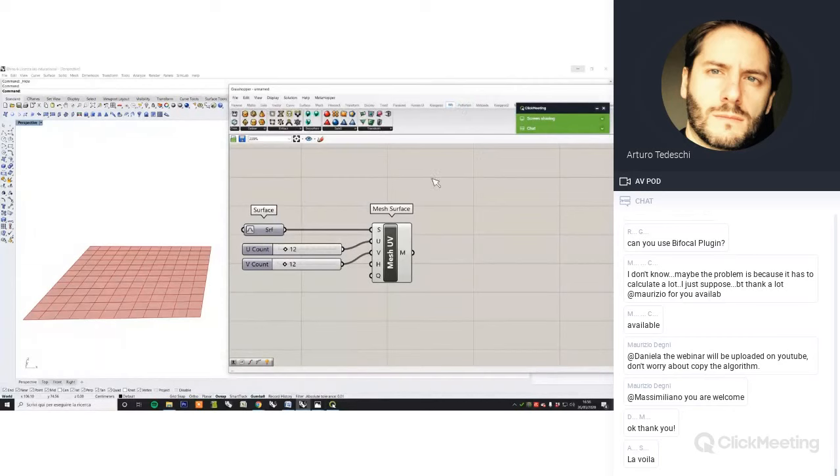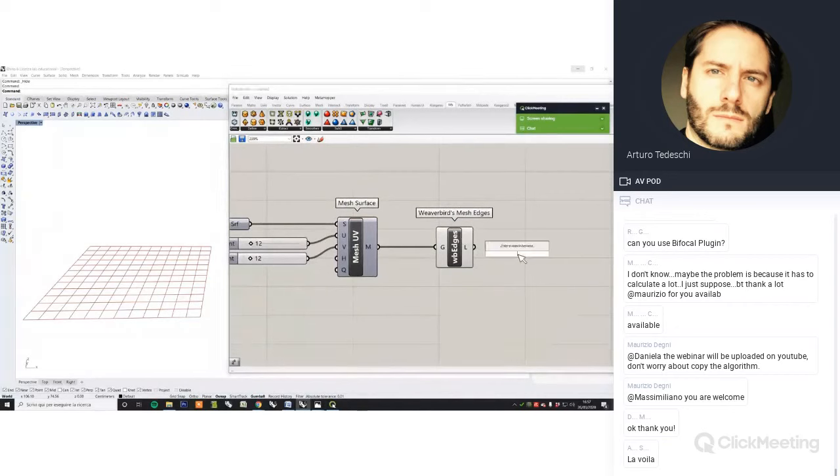If you don't have Weaverbird, you have to download it. Weaverbird is a collection of tools developed by Giulio Piacentino in order to manage meshes and subdivision surfaces within Grasshopper's interface. So in extract, we can find many components for extracting, for example, the mesh edges. Let me turn off the preview of this one. As you can see, they are basically lines.